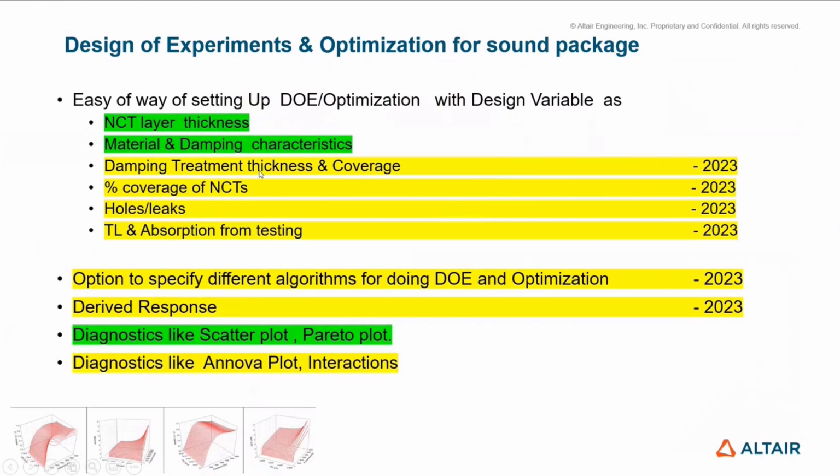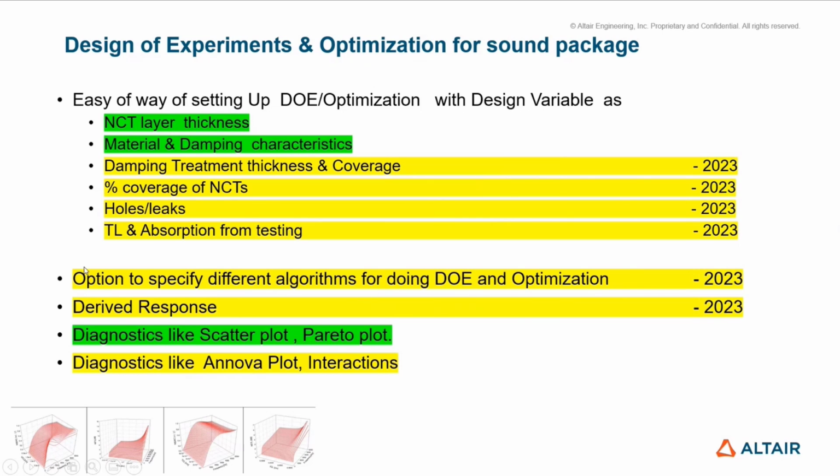So to summarize, in design of experiments and optimization for a sound package, we have completed NCT layer and thickness, material and damping characteristics. Now we are going to further add damping treatments, thickness and coverage in 2023. Percentage coverage of NCT on a particular plate, definition of holes and leaks. If there's a TL and absorption defined from testing, that also we can define. We are trying to make these design variables.